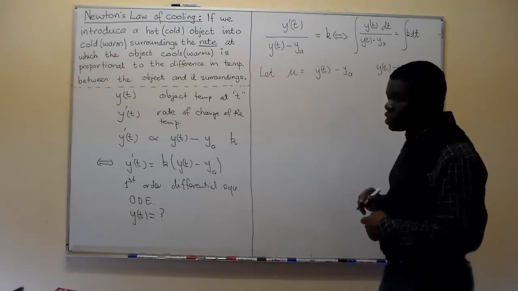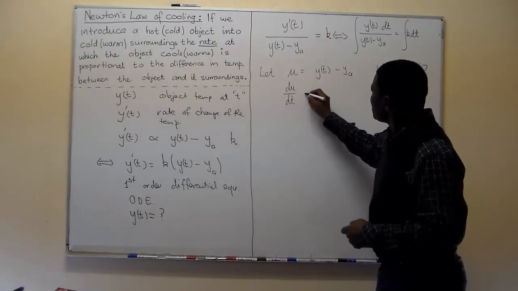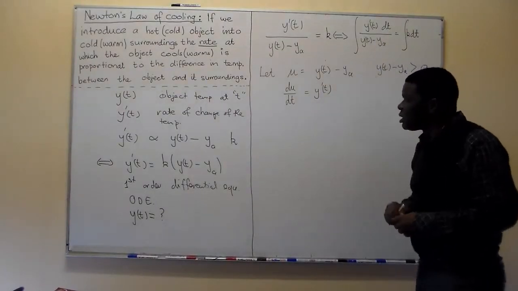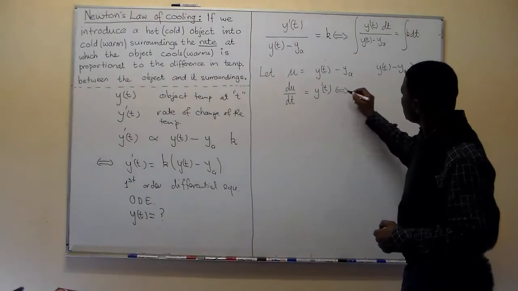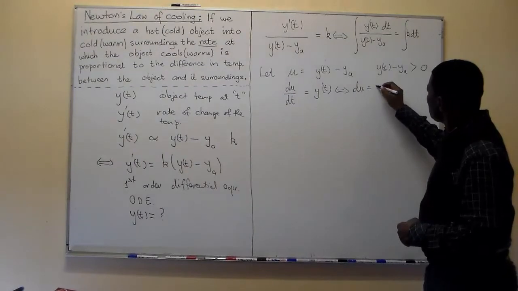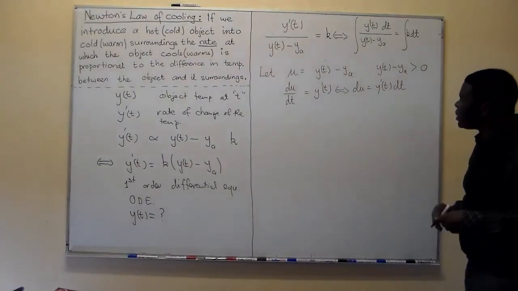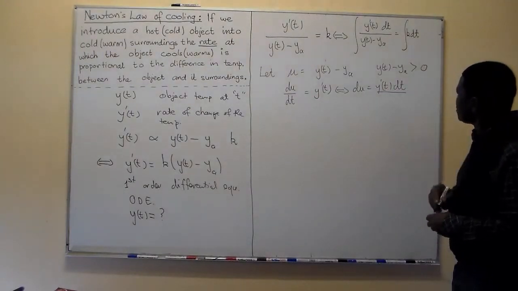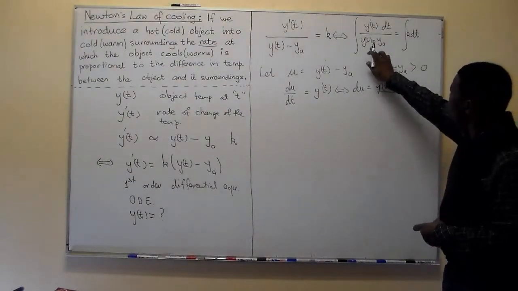Now, continuing with our substitution, we say du/dt is equal to y'(t), and the constant differentiates to 0, which is equivalent to saying du is equal to y'(t) dt. I hope that is clear. So now this term here, which we have in the numerator, we're going to substitute by du, and the denominator is u.